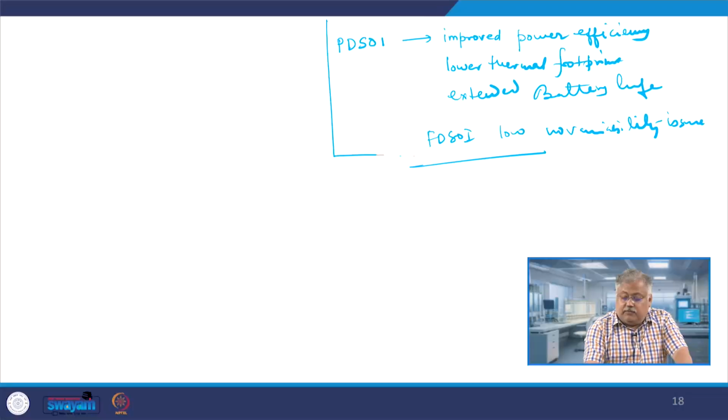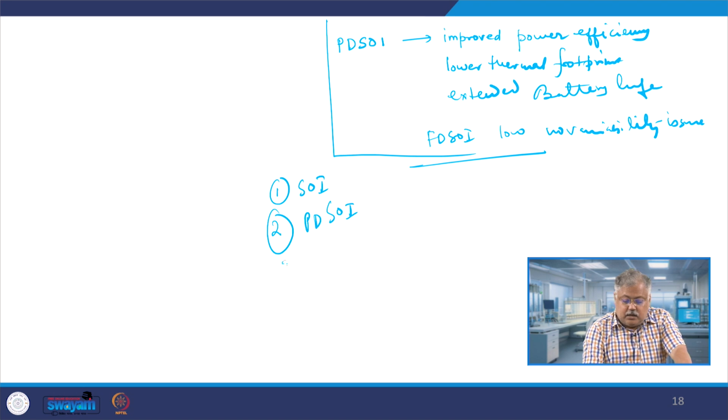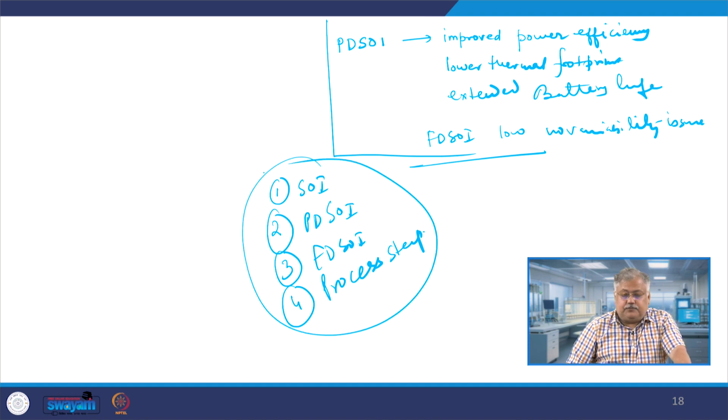There are many techniques used for growing the silicon dioxide layer. So let me recapitulate what we did in this lecture. We looked into the concept of SOI devices, how it is different from bulk. We looked into PDSOI devices and FDSOI devices, and then we finally looked into its process steps. In various process steps we have seen how these things are done and how it is advantageous with respect to bulk technologies.